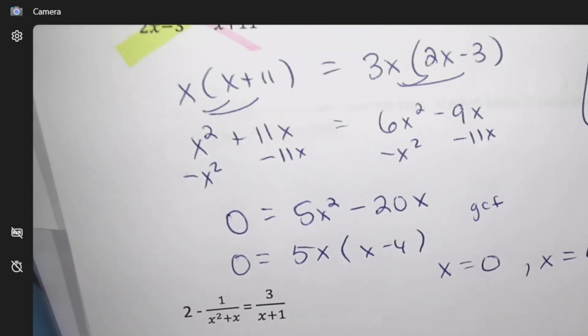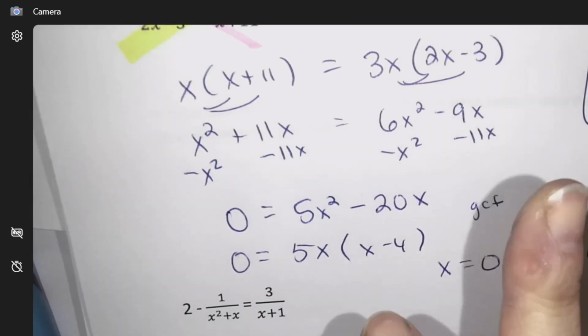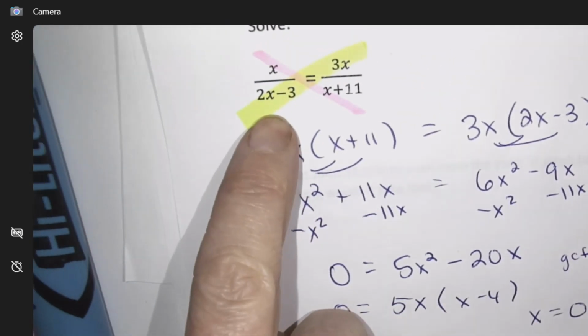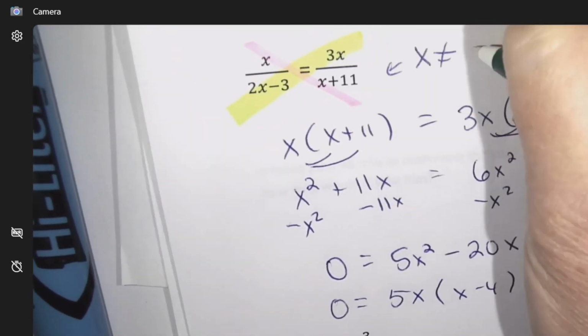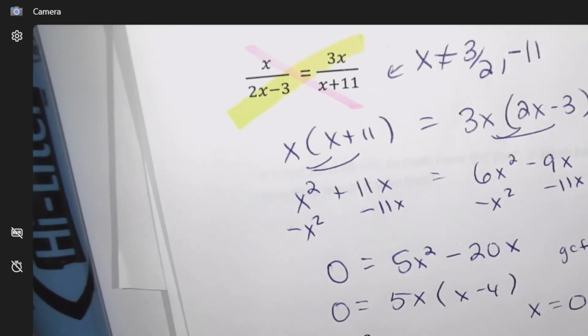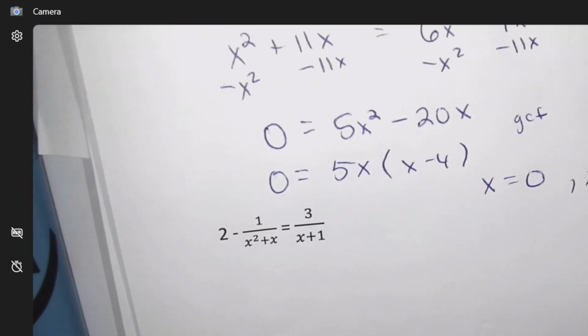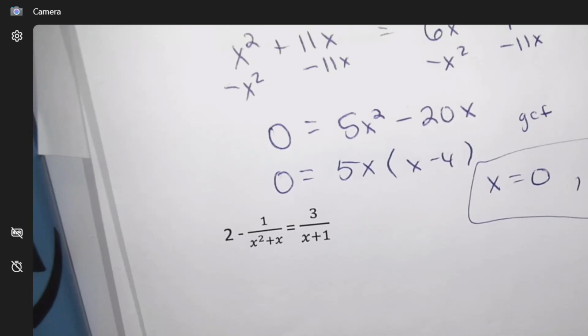And before I finalize that, I should double check that it is allowed. What is not allowed here? 3/2 is not allowed, or -11 is not allowed. So that means those ones would be okay. Okay? If it was a non-permissible value, I would just put X over it to say it's not allowed.